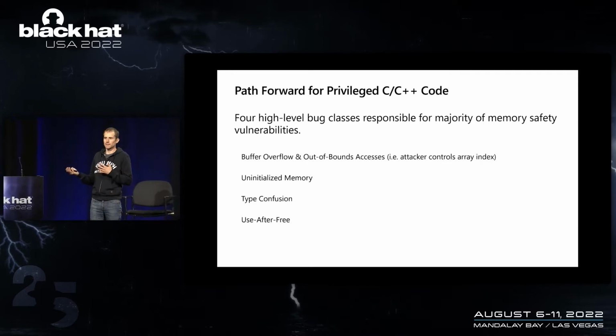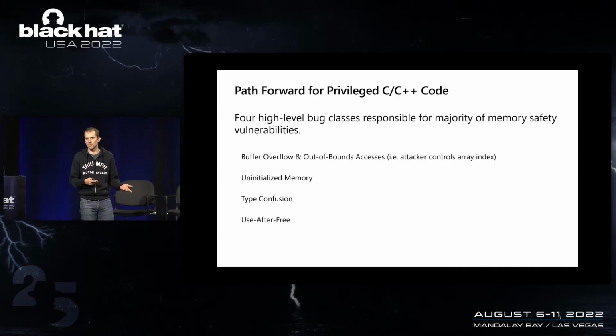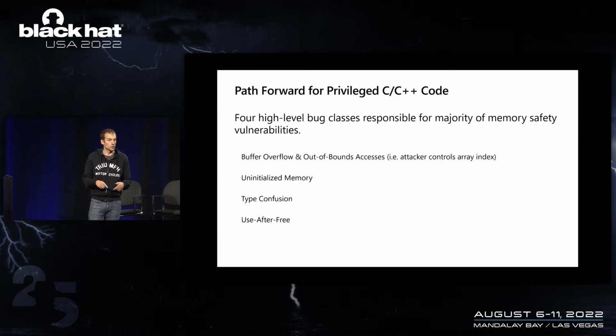But even though we're investigating all this stuff, we realize that we are still going to have lots of privileged C and C++ code for quite a while. And so we need something to do for that code, because we don't want to just leave it out there unprotected. When it comes to memory safety vulnerabilities specifically in C and C++, there are four big buckets that are responsible for most of the bugs we end up seeing.